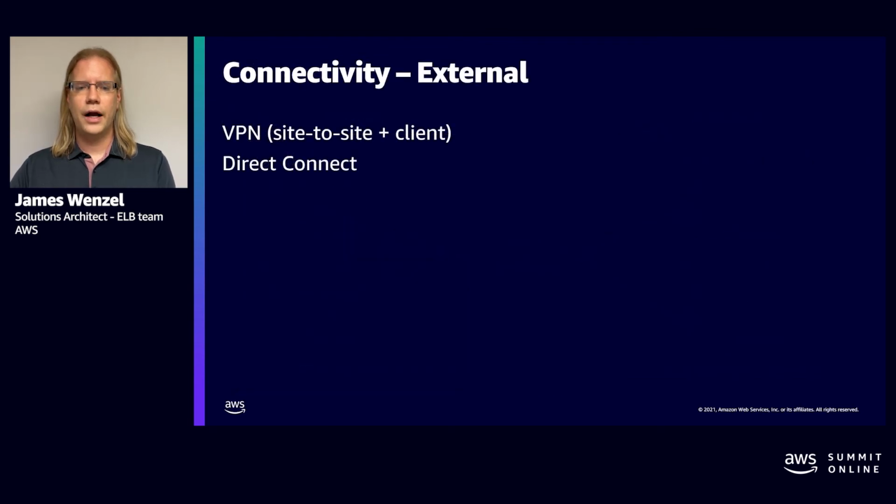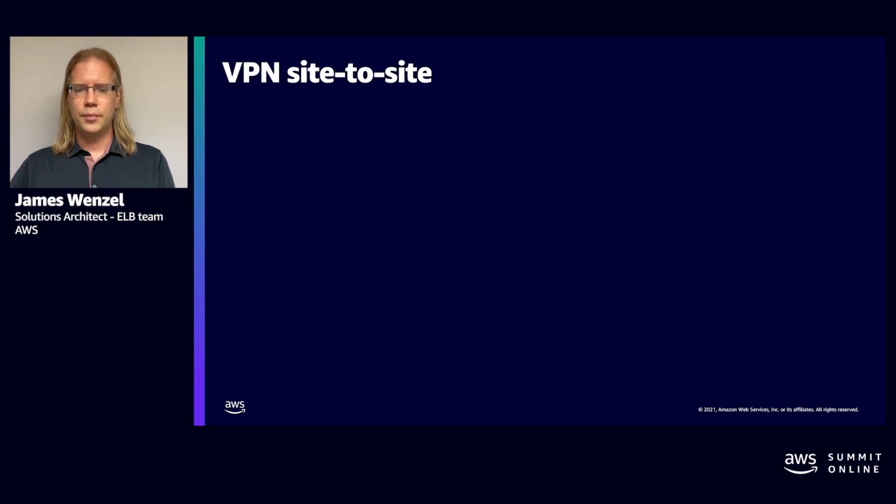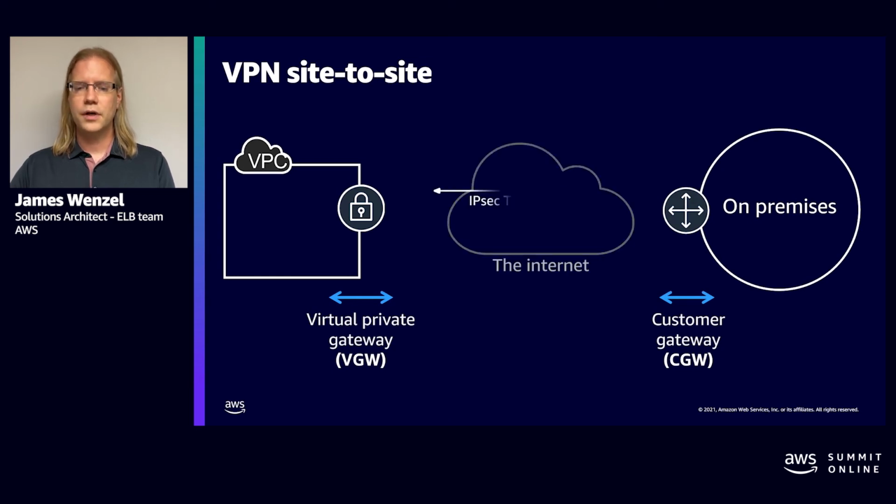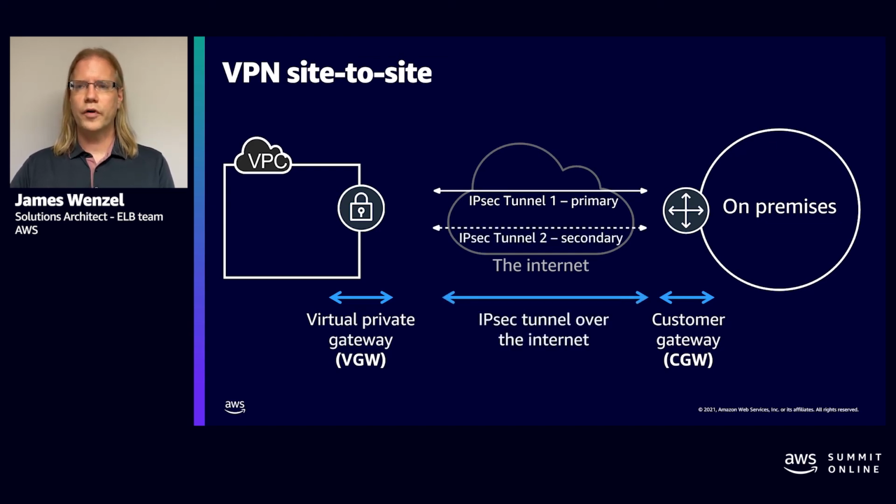So now let's talk about our external connectivity. We have VPN, site-to-site and client, and Direct Connect. So for our site-to-site, we have our on-premises, we have our customer gateway and our virtual private gateway, and we're going to go over the internet. We have 2 tunnels at 1.25 gig. We have a primary and a secondary, and all of the communication usually happens over a primary tunnel, which is restricting down to 1.25 gig. If there's a failure, it will go over to the secondary tunnel.